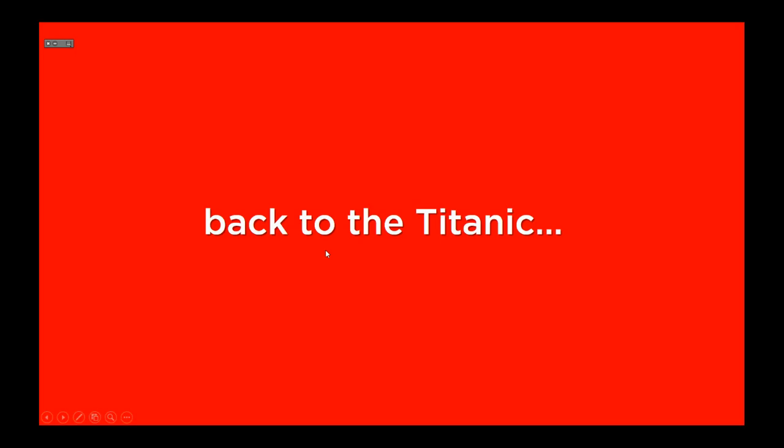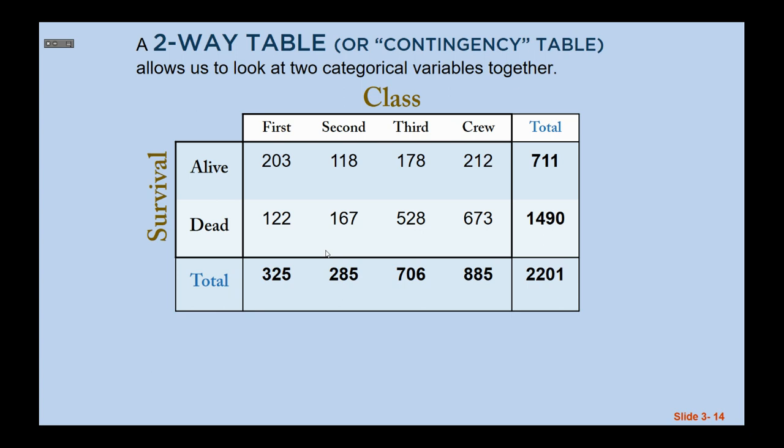All right, back to the Titanic. So a two-way table is a two-way table because it has two variables that we're looking at. Here, survival is a variable, and class.